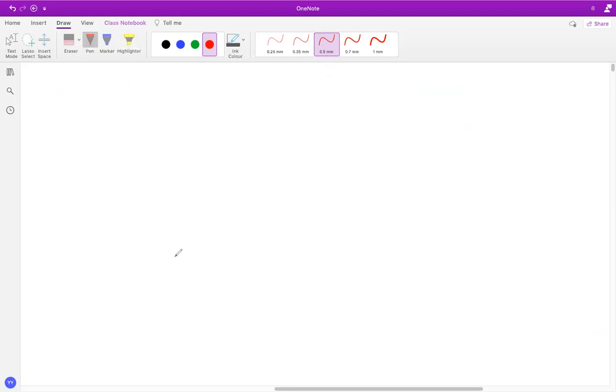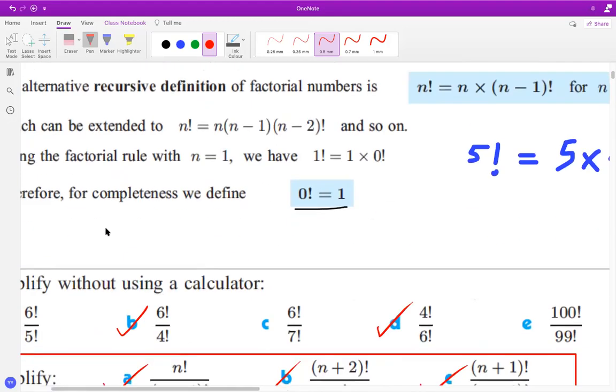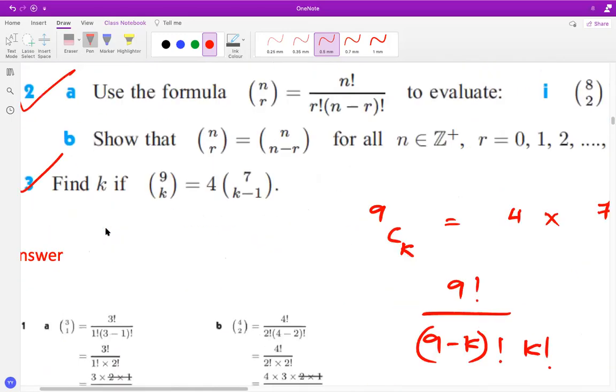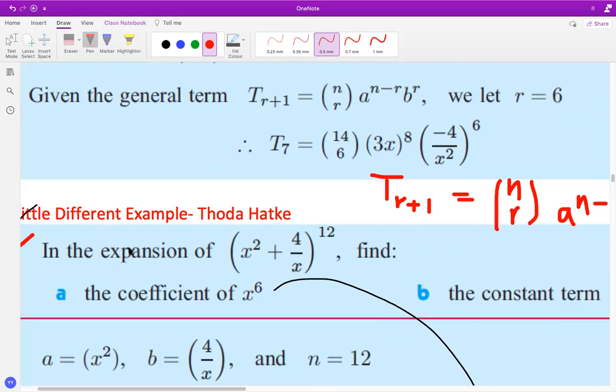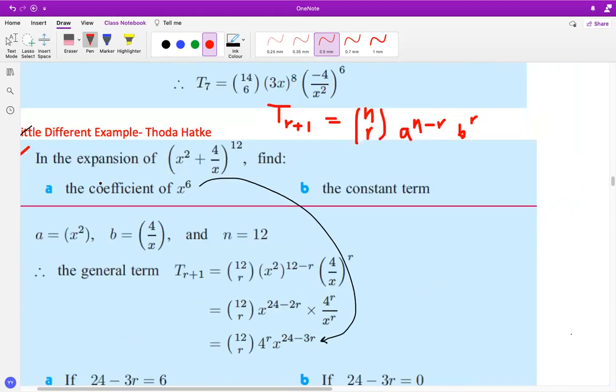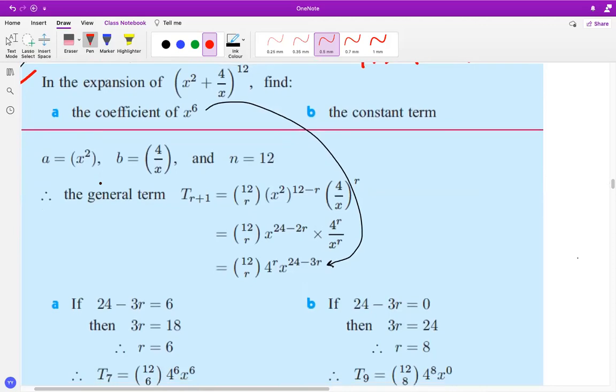Just taking some higher order thinking questions, which are asked in IB. So let's take an example from the textbook straight away. Here is the question. All right, so the question here is to find out the coefficient of x to the power 6 in this expansion and the constant term.